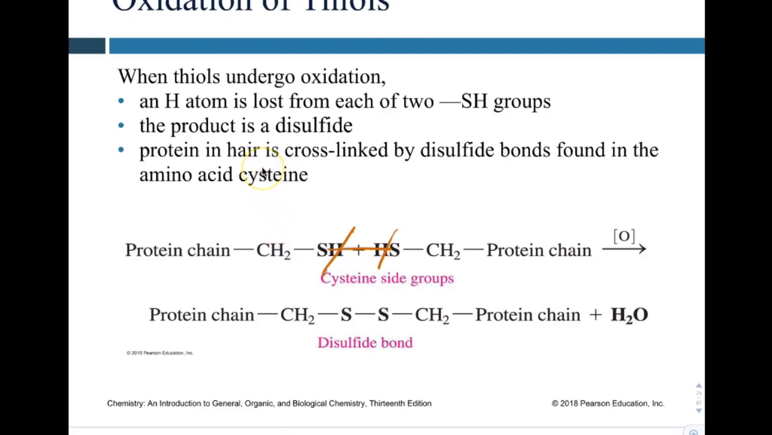And so your hair has disulfide bonds, and breaking down those bonds when you straighten it or chemically treat your hair can cause your hair to be either more curly or more straight, depending on where it started.